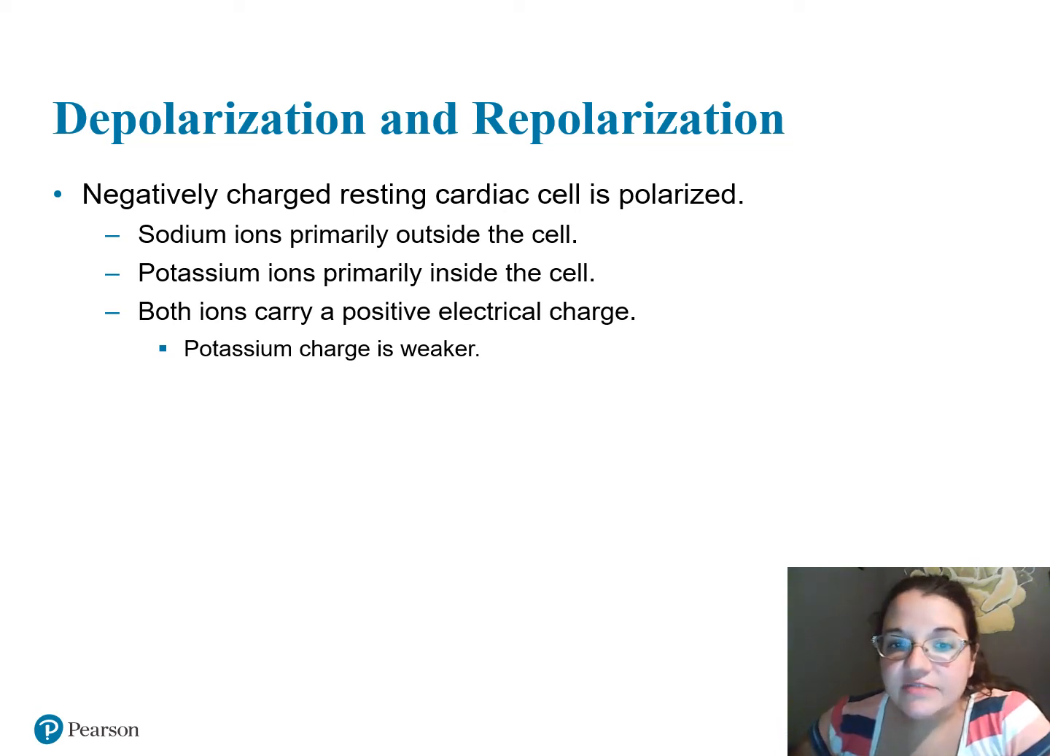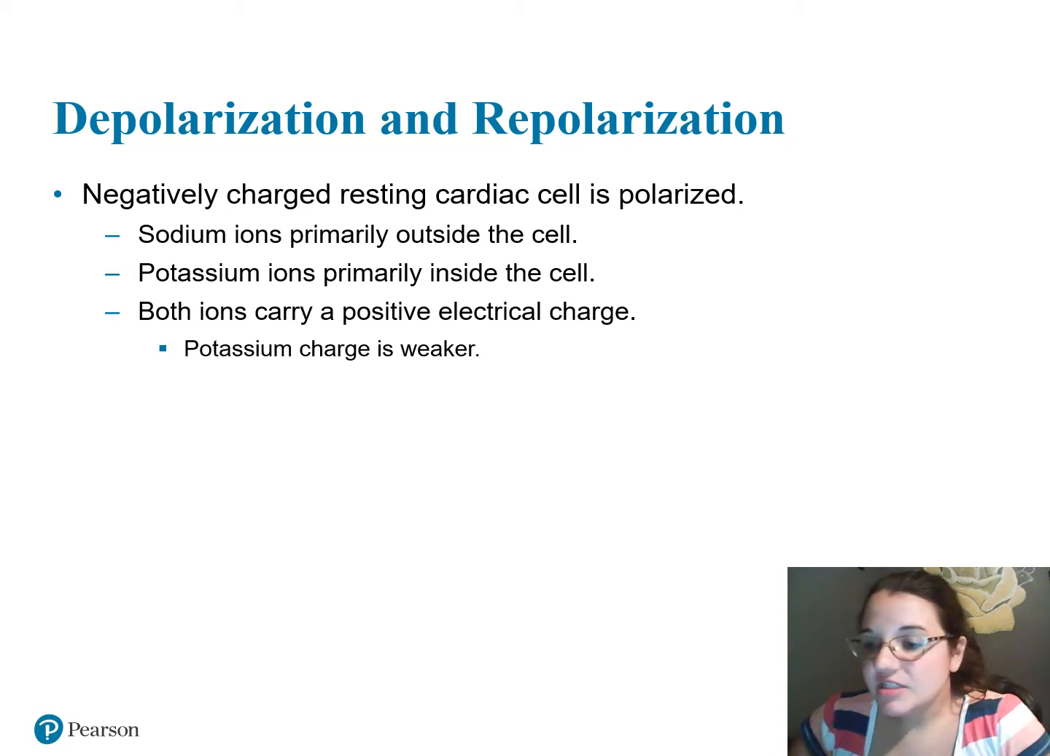So, a negatively charged resting cardiac cell is known as polarized or polarization, meaning there's nothing going on. It is polarized. It has a negative charge and it is at rest. This is when your sodium ions are primarily on the outside of the cells and your potassium ions are primarily on the inside of the cells. Both of the ions are going to carry a positive electrical charge, but depending where they are in the cell determines what the cell's charge is going to be.